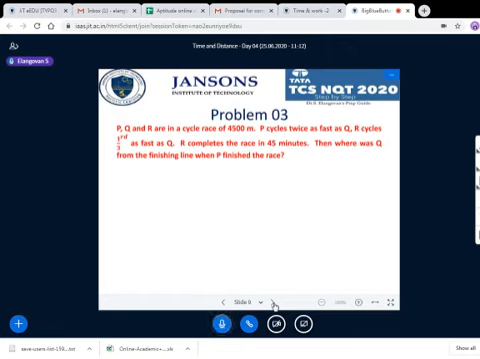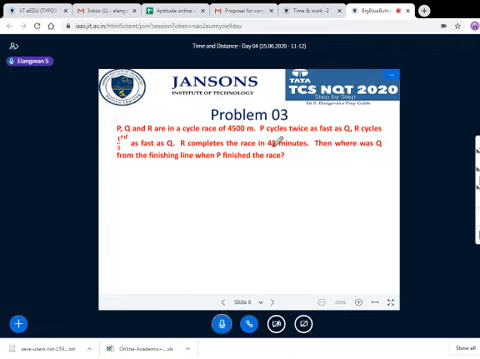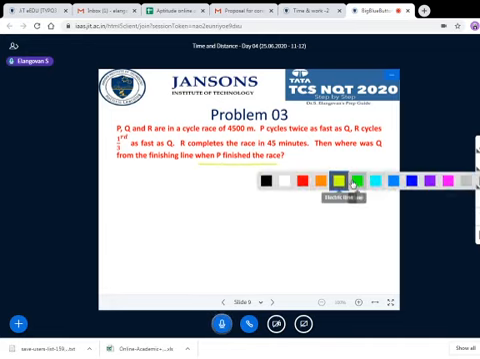P, Q and R are in a cycle race of 4,500 meters. P cycles twice as fast as Q. R cycles 1/3 as fast as Q. R completes the race in 45 minutes. Then where was Q from the finishing line when P finished the race?